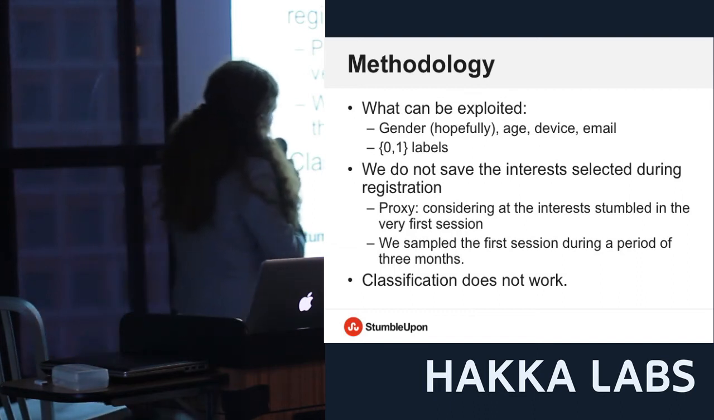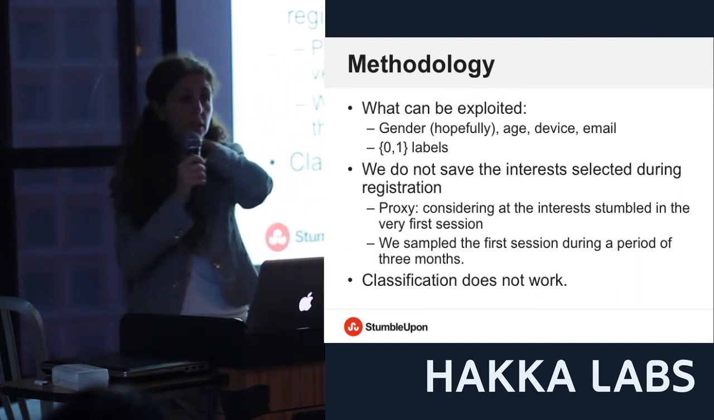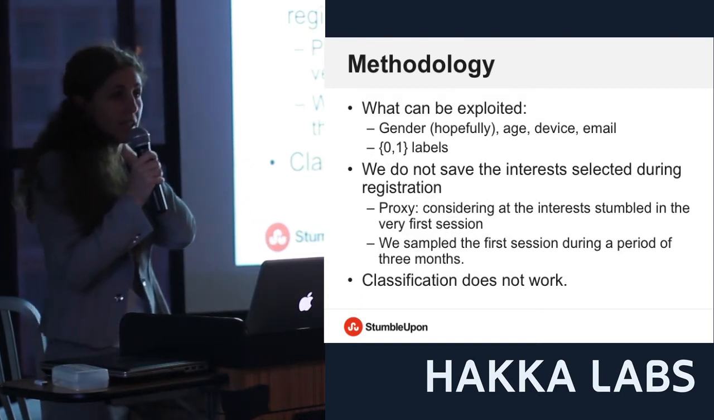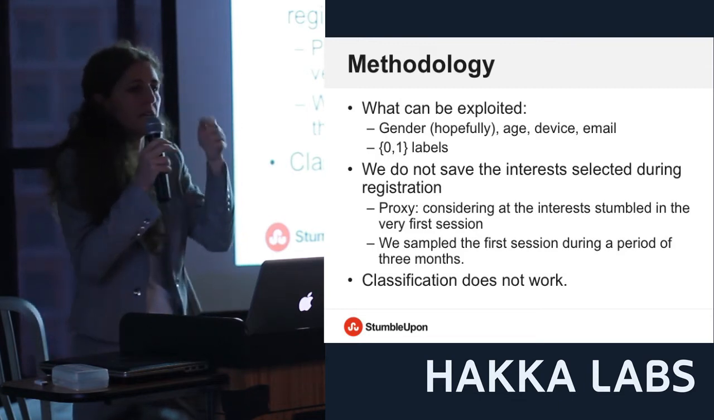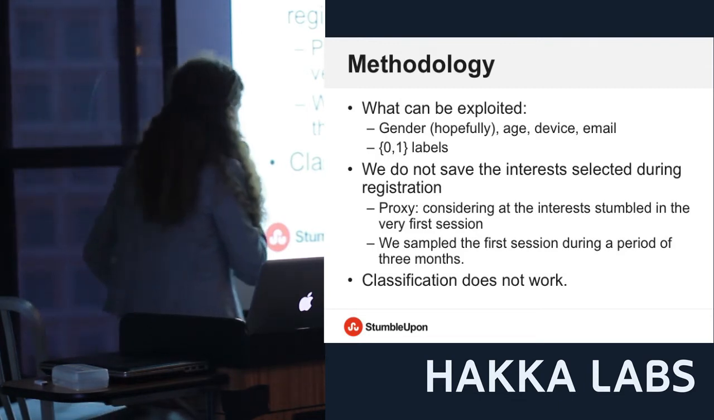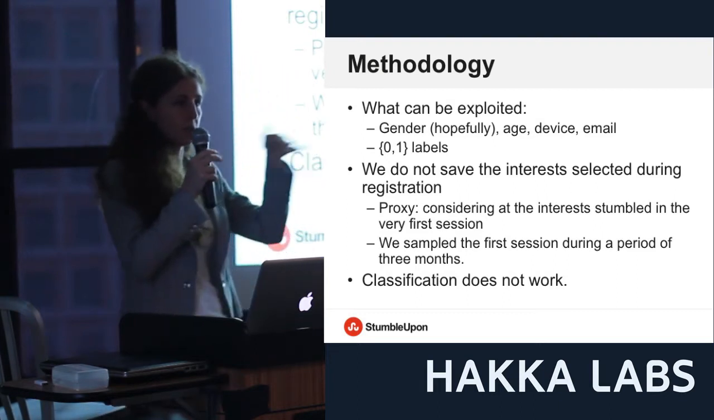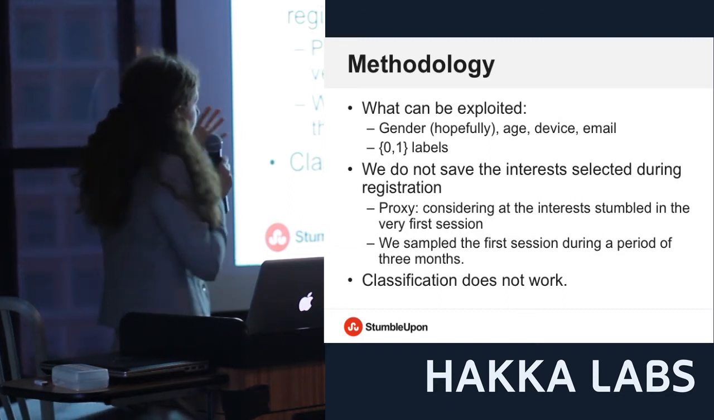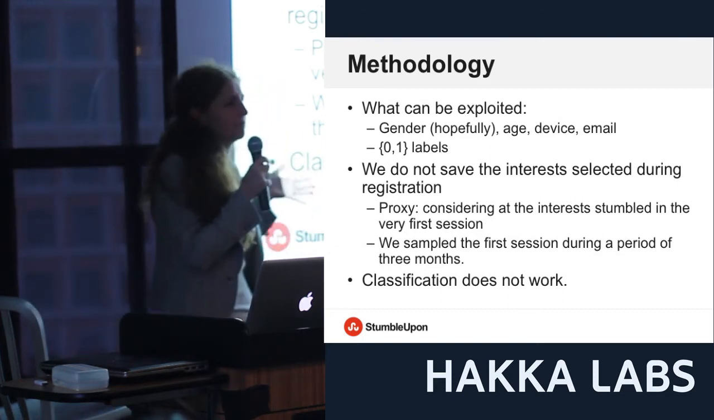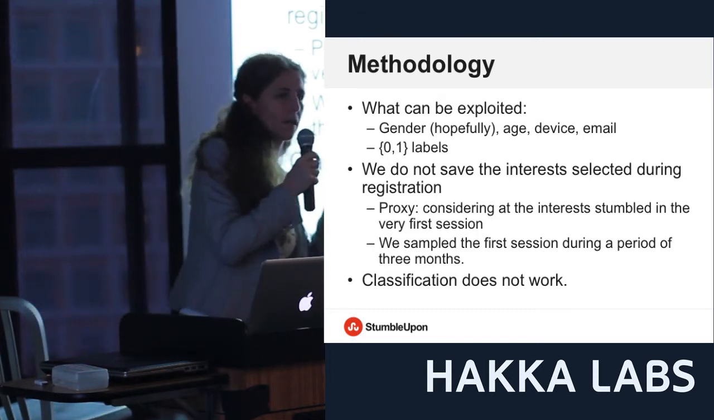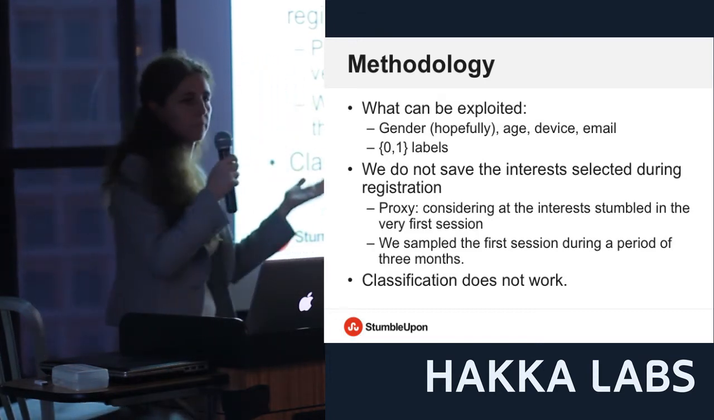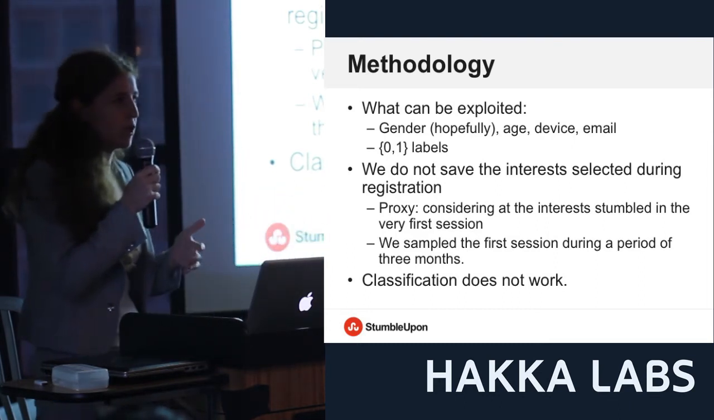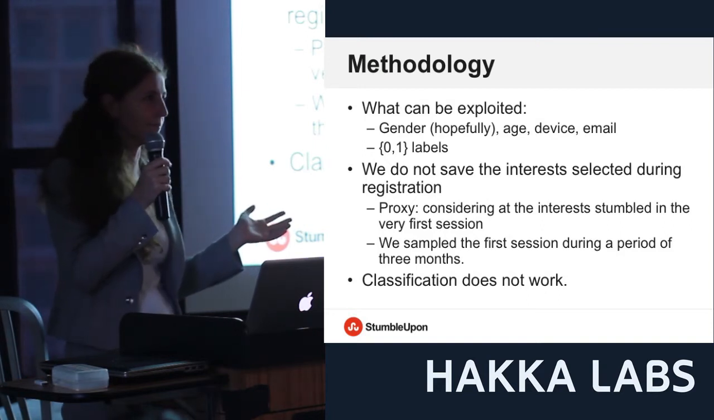But we can consider the interests in the very first session for the user and try to use that to understand which are the interests that behave better on mobile. We sampled the first session over a period of 3 months, so the first session for each new user. And we tried to see if we can apply any classification framework, if we can train any model. We tried a lot of out-of-the-box methodologies. None of them work. Coin is the best.